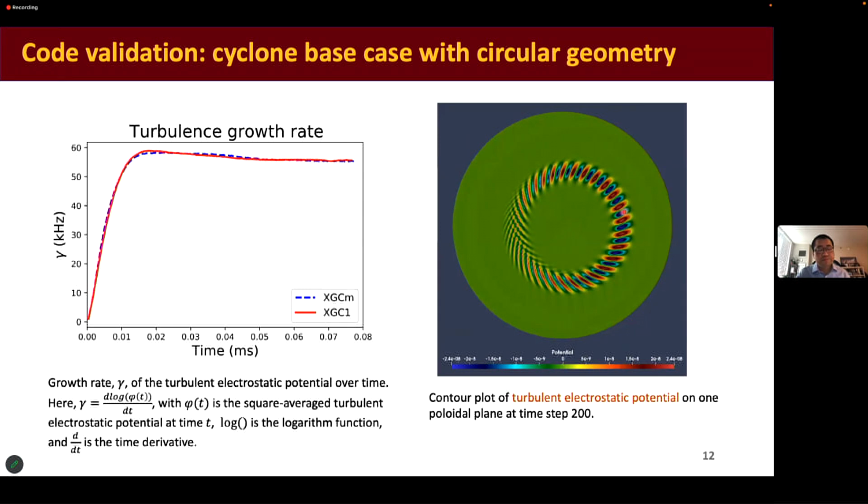then the turbulence will grow in the simulation. So we compared the growth rate of our simulation with XGC, basically XGC1. We have very good agreement, despite using a distributed mesh, a distributed unstructured mesh.